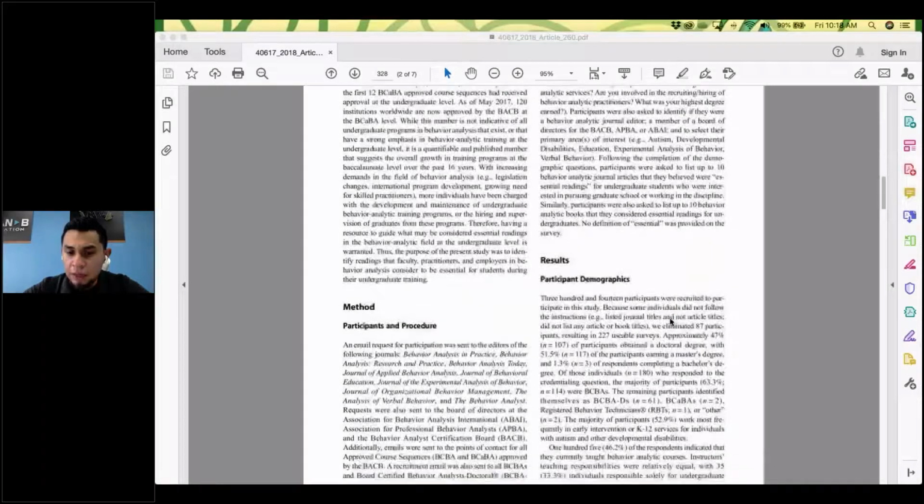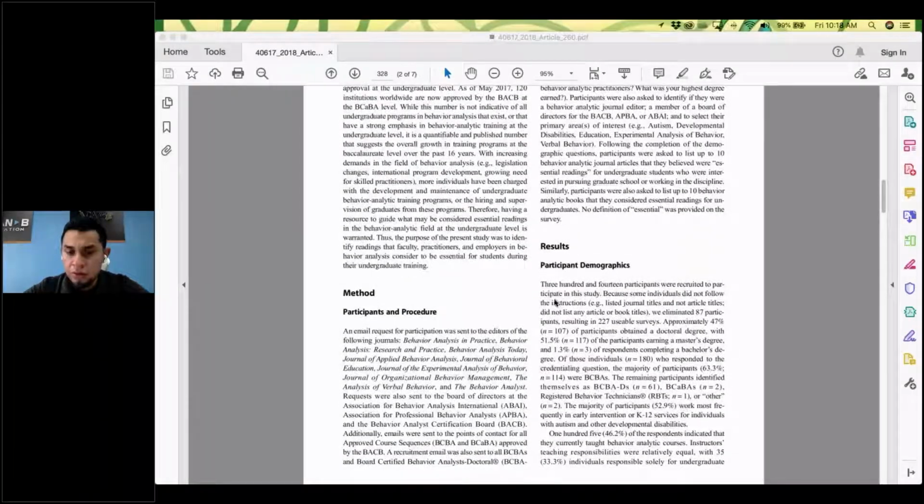And they were able to survey 314 participants. But by process of elimination, because some people listed journal titles and not article titles, so there was some criteria that was not met, they eliminated 87 participants, so they ended up with 227 usable surveys. That's how they were able to get information to figure out what the articles are, what the things are that people need to read about, especially when they're starting in this field.